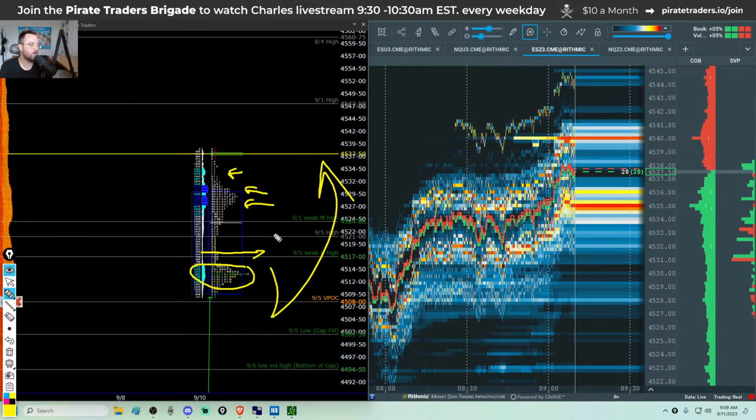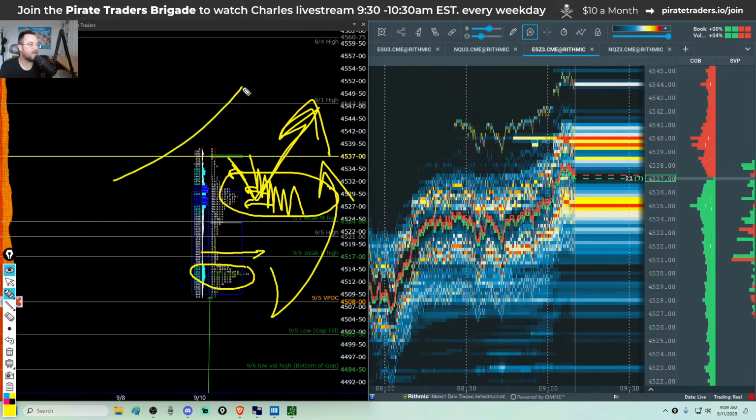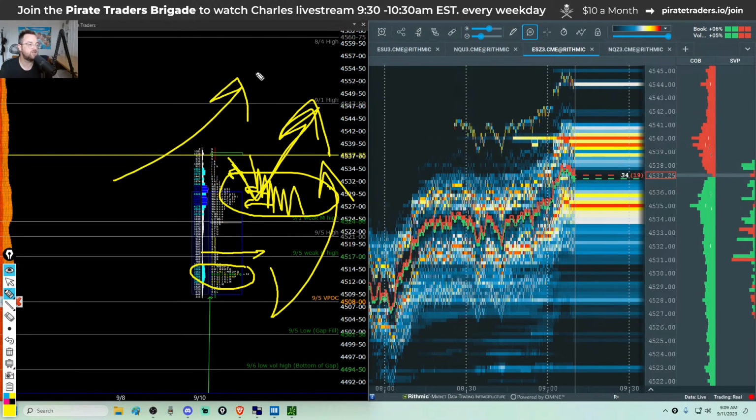Where does it find support? And then what happens once it does? Does it find support and immediately turn around and start going higher? Or does it find support and just grind and grind and grind? Those two would be different information. Find support and bounce means we got a gap and go, means we got momentum, means we should be bullish. The grind means we probably need to spend more time going sideways inside the overnight's range.